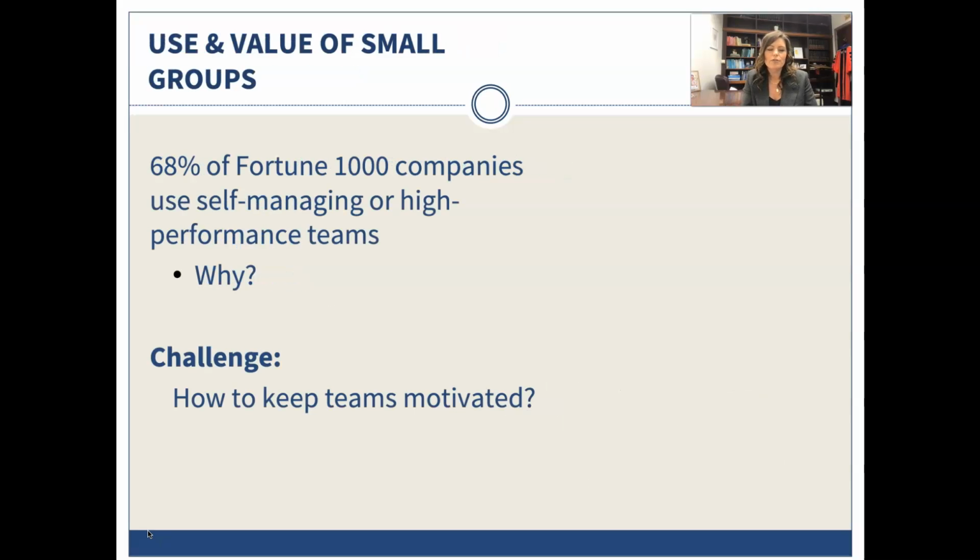So why have groups? Why organize groups? What's the purpose of that? Well, I have a little stat here that 68% of Fortune 1000 companies use self-managing or high-performance teams. Why is that? That's because the average supervisor actually spends 40% of their work week in meetings. Ooh, and if you're a supervisor, you can probably attest to that. You are spending a lot of your time on communication or meetings or trying to get directives from your leadership or things like that. The average executive actually spends 700 hours a year in meetings.